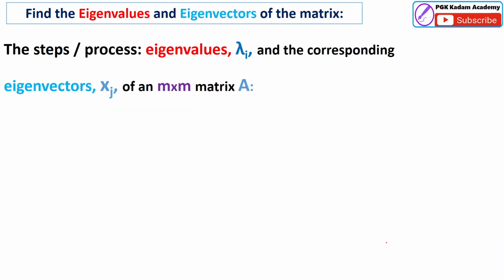So friends, these are the steps or process to find the eigenvalues, which are represented here by lambda, and the corresponding eigenvectors, represented by the x_j matrix. Given an m by m matrix, or any matrix for which we have to find the eigenvalues and eigenvectors, we proceed as follows.